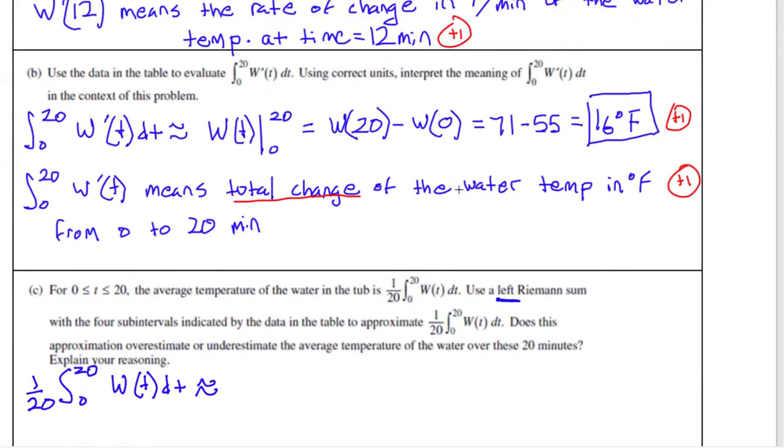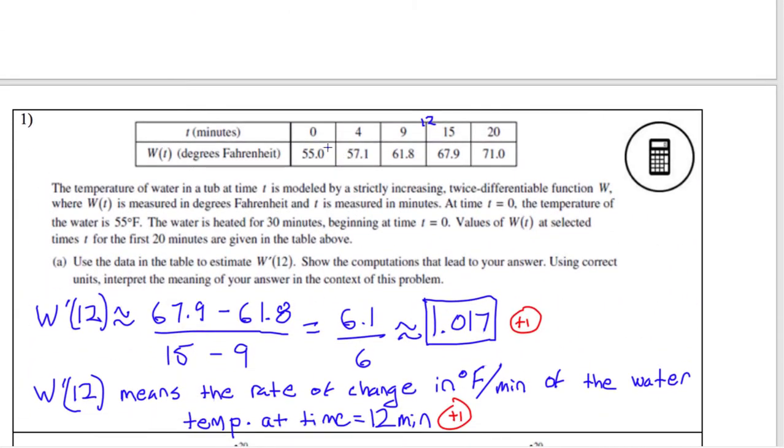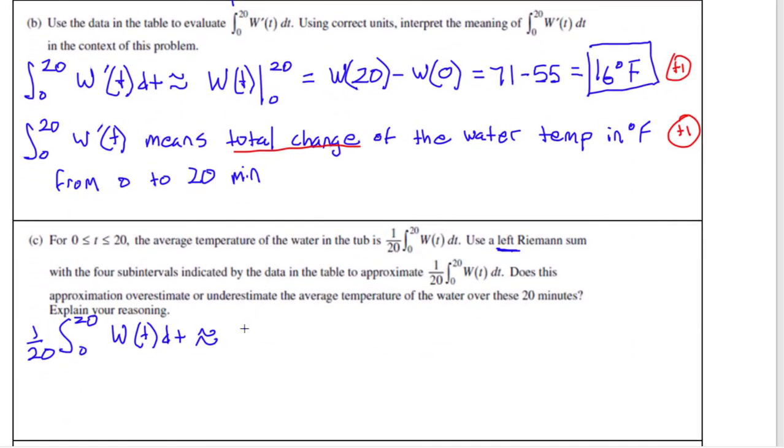My left Riemann sum. So if I'm looking at my table up here, a left Riemann sum is going to have this general shape. The leftmost points on the table are going to be used. So I need to find the distance between 0 and 4, which is 4, and I'm going to multiply this distance between 0 and 4 by 55. So I'm going to say 4 times 55.